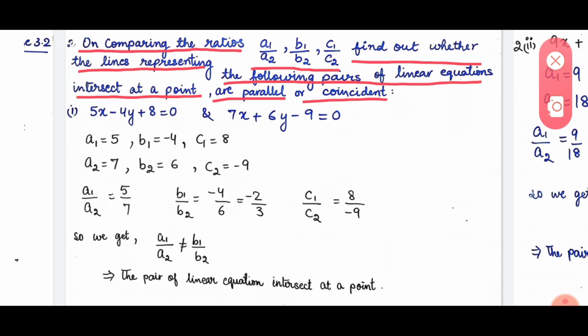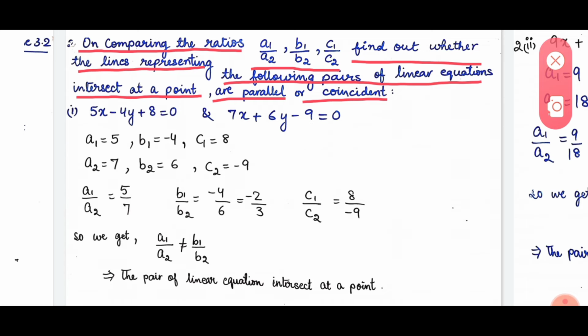Now in this question, they are asking you whether the lines representing the equations are intersecting, parallel or coincident without drawing the graph, right? So you don't need to plot the graph this time. For that, you need to compare the ratios of a1 upon a2 and b1 upon b2 and c1 upon c2, right? This concept has been taught by me in the introduction part of this chapter.